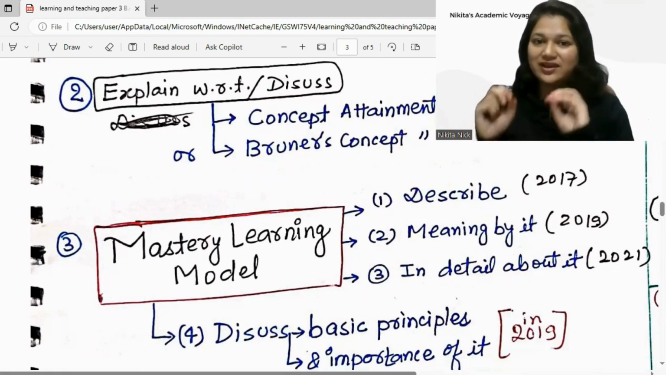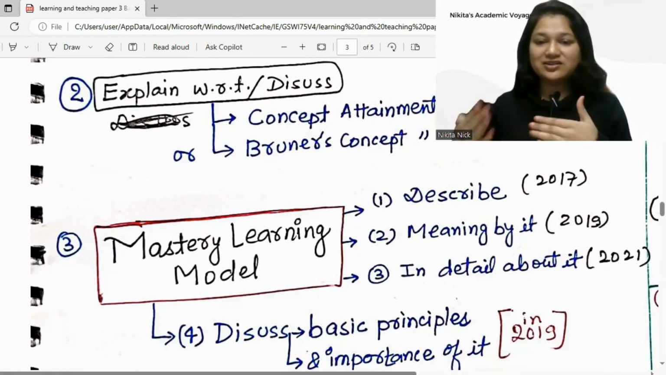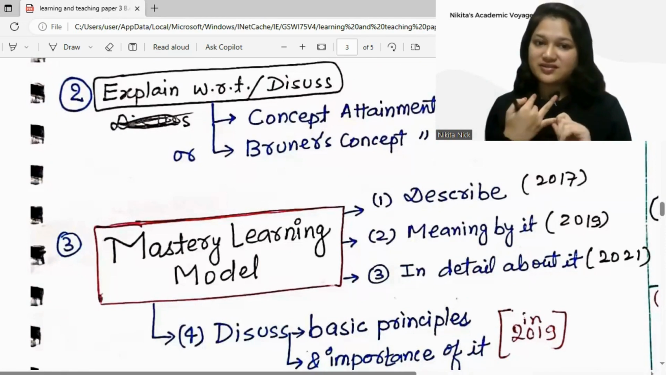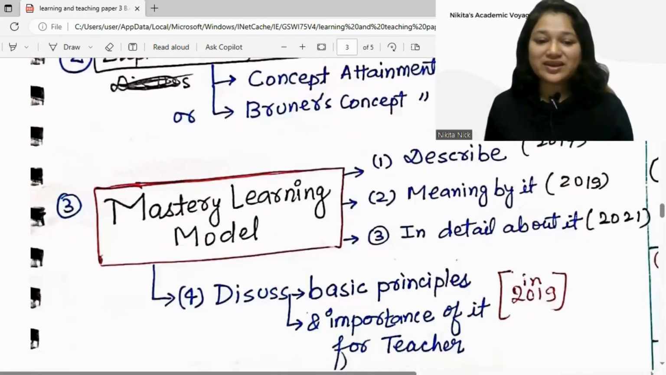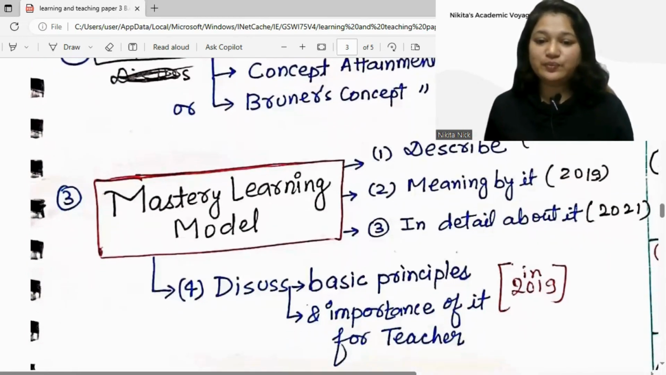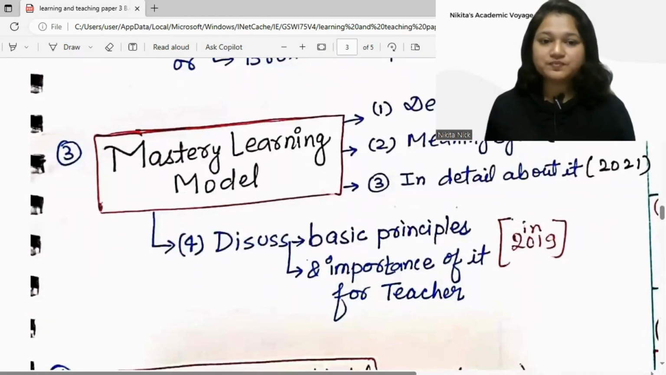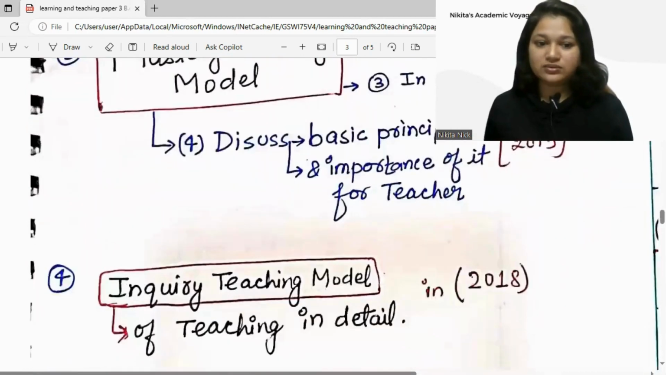How many words have they used in other years? In 2017 they asked describe mastery model. In 2019 they asked the meaning of mastery learning model. In 2021 they asked in detail about mastery learning model, and later they asked in 2019 to discuss basic principles and importance of mastery learning model for teacher. Okay, this is about mastery learning model.